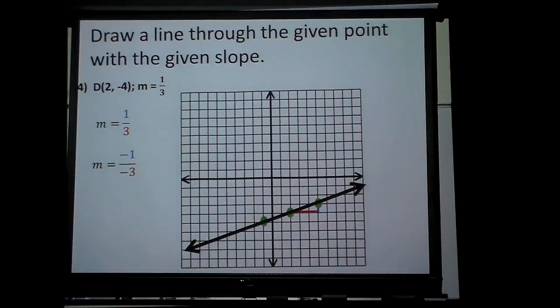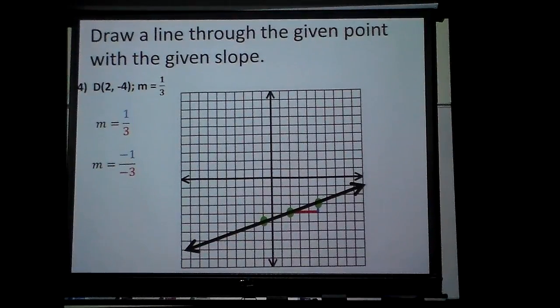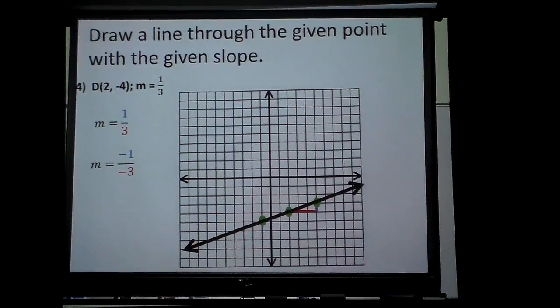So to draw a line through a given point with a given slope, plot the point, and then make another dot after you use your slope. Remember, the top number is the y's and the bottom number is the x's. And the positives and negatives indicate the directions. Positives are up and or right if they're x's, and if they're negative, it's down or left.